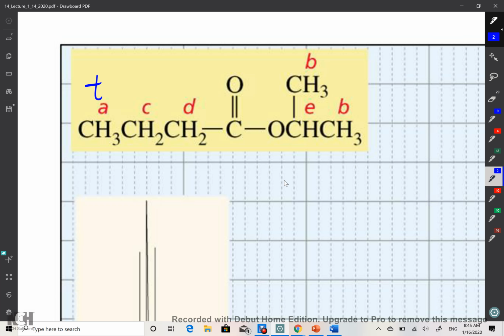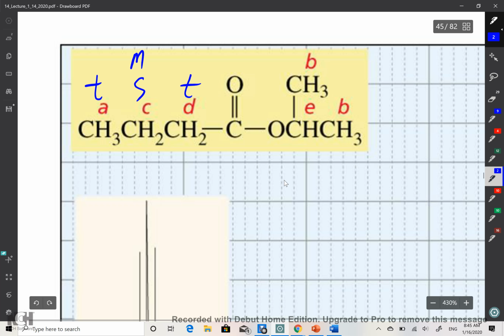Now C. What will be the multiplicity of C? There are 5 protons. So the value of n is 5. 5 plus 1 gives you 6. So you have a sextet. Sometimes you call it a sextet, or you can just say it's a multiplet. It depends on you. D. How many protons are neighboring D? Only 2 protons are neighboring D. So you expect D to be a triplet.